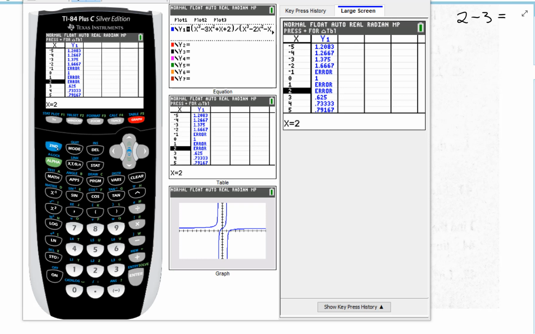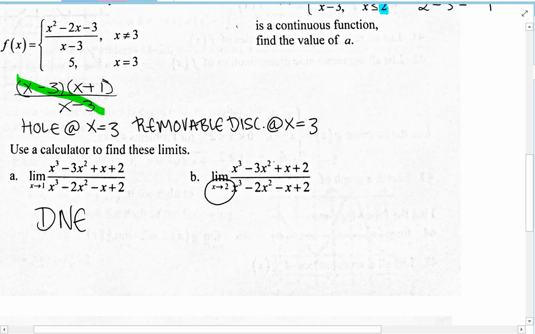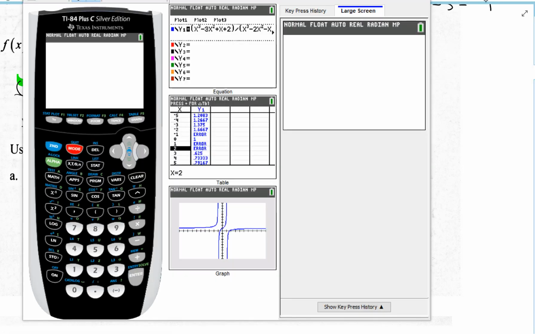So I need to go to the home screen. I'm going to go second, quit. And the number here that I'm approaching is 2. So I'm going to tell the calculator to tell me what the value of this function is when x is 1.999. In order to do that, I put 1.9999 into the calculator, and then I tell it to store, so press sto. I tell it to store that as the variable x.